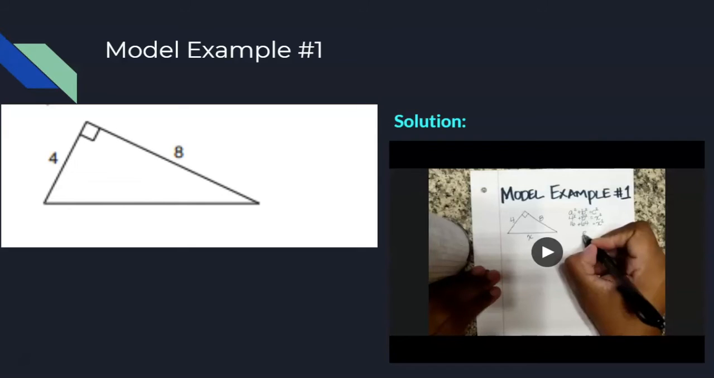Okay, you should have that drawn. Now, again, when we look at the solution, the solving is exactly the same as what we've been doing. The only thing new here is how we're going to write our answer. We're going to write it as a simplified radical, not as a decimal.